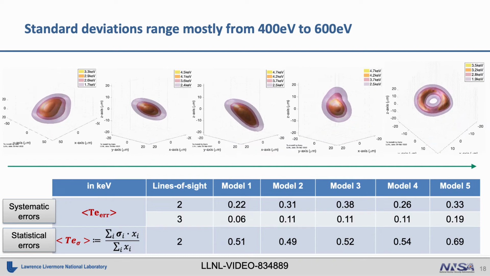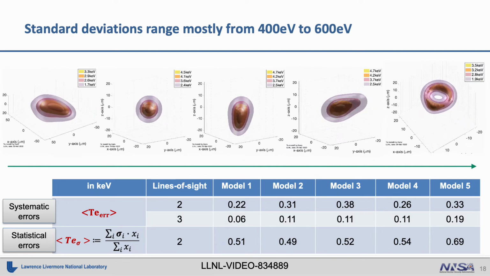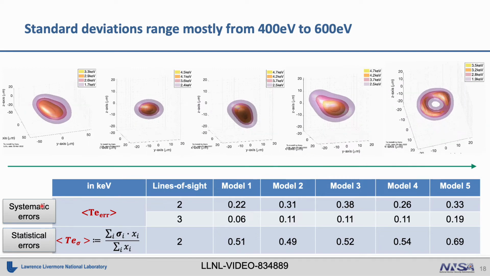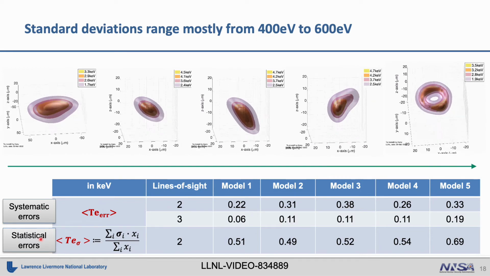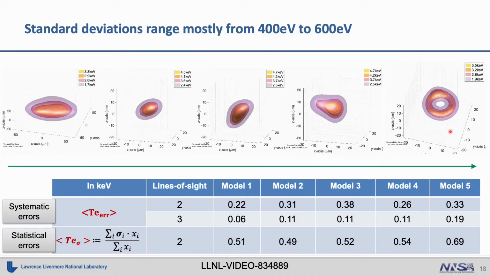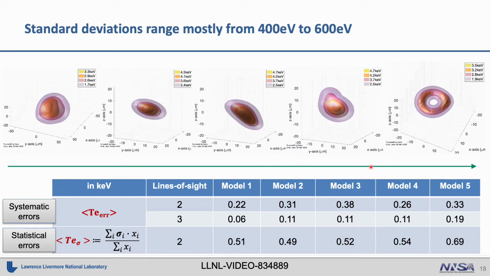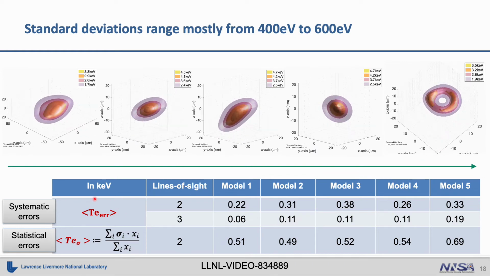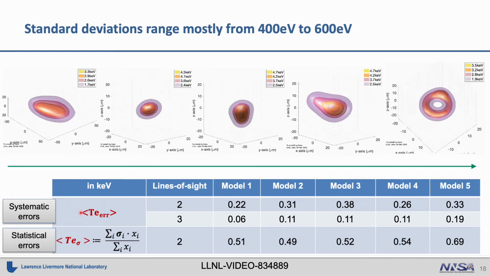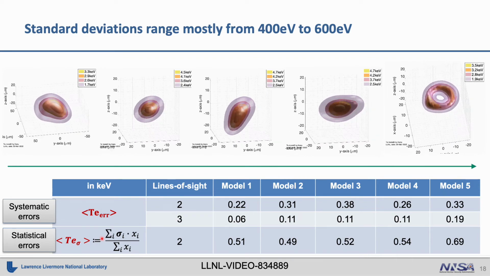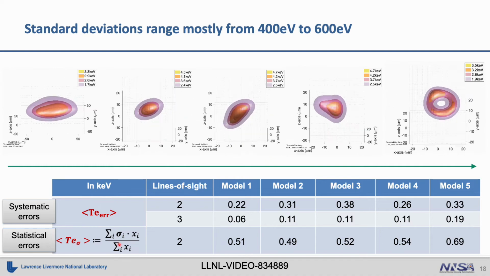Now, here is a summary of our error analysis for both the systematic and statistical errors. The 5 models presented here are already shown in the previous slides, and we apply a similar weighted TE error concept to compute a weighted TE standard deviation given by this formula.